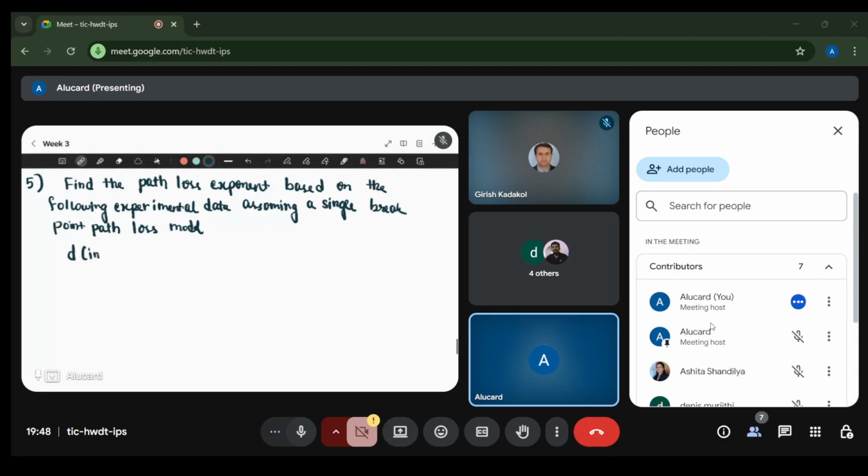So D in meters, PR of D in dBm. This is 100, 0. Next, I'll just write them as D1, D2, D3 and P1, P2, P3.